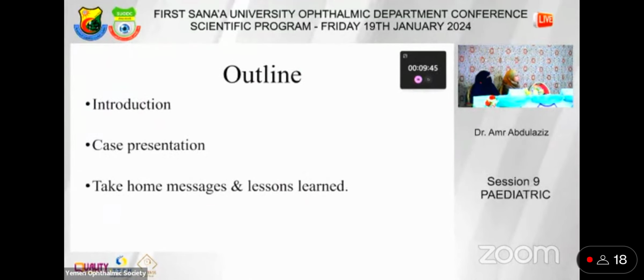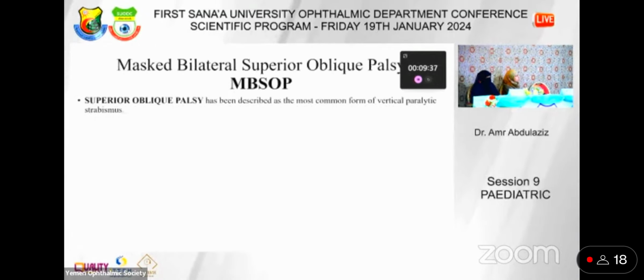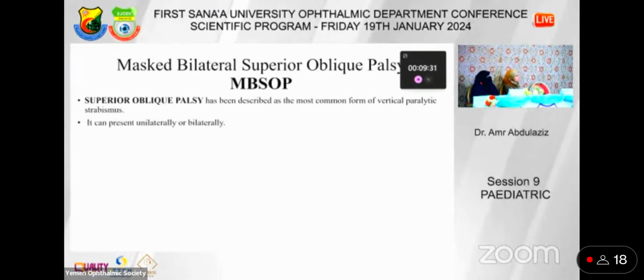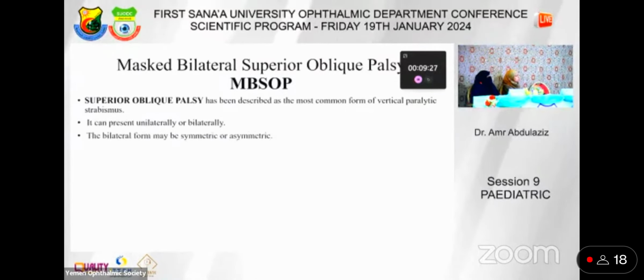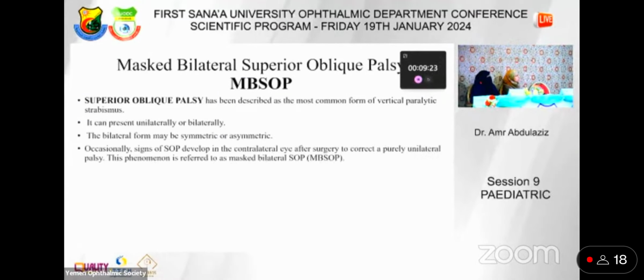So firstly, I will give a small introduction about superior oblique palsy. After that, we will present the case and take home messages and lessons learned. As we know, superior oblique palsy is one of the most common vertical paralytic strabismus. It can present unilaterally or bilaterally, and the bilateral form may be symmetrical or asymmetrical.